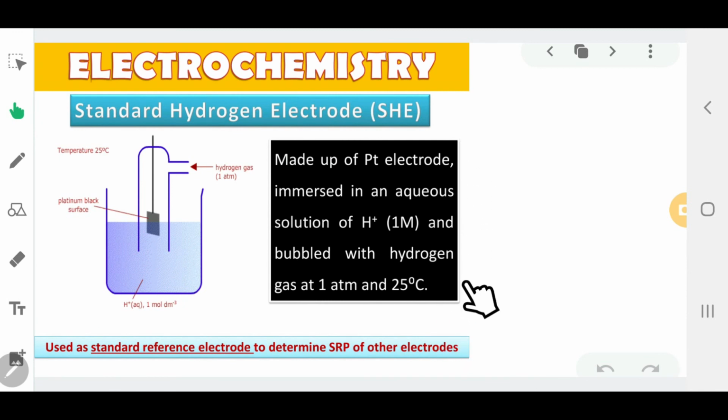If you read the one in black here, it will be made up of a platinum electrode. So you have the platinum electrode over here, and then you pump in hydrogen gas at 1 atmospheric pressure at that temperature, and you immerse this whole thing inside the H plus aqueous solution at 1 molar. Okay, so this is very important. You need to know how to draw this, because in exams, they might ask you to draw the galvanic cell involving SHE.